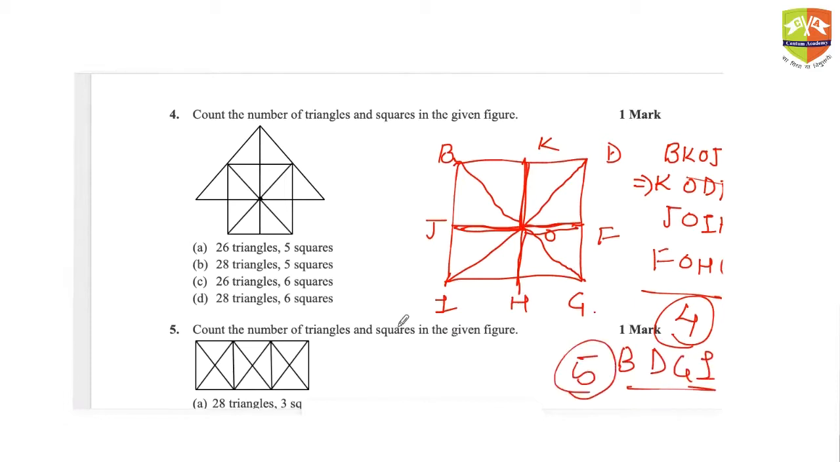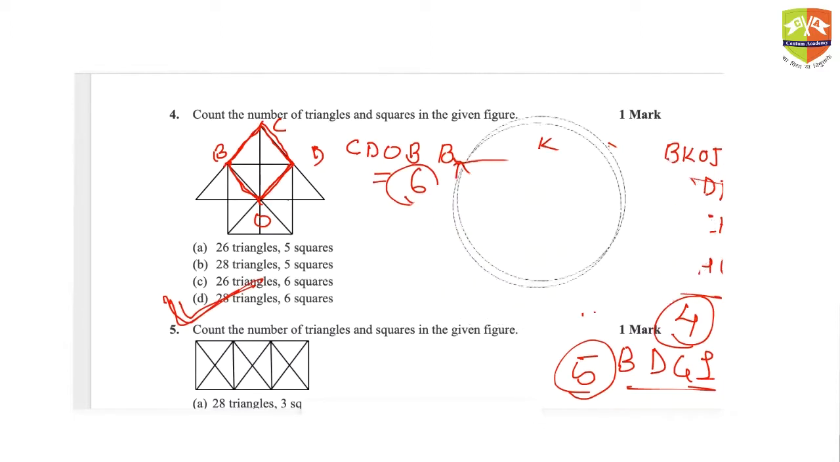The one square which is difficult to find out over here is, you look at this, if I mark this as C, this as B, this as D, and this as O, this particular square is very difficult to find out over here. Look at what I'm doing on the screen and where I'm finding the square. So this particular square C, D, O, B makes my sixth square. So the answer would be D over here. So this is how we have to solve the question.